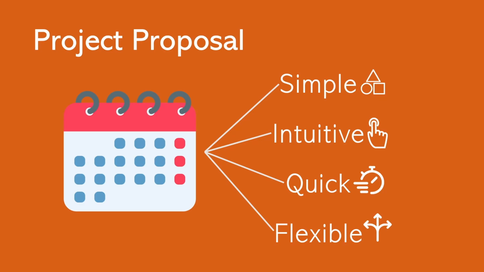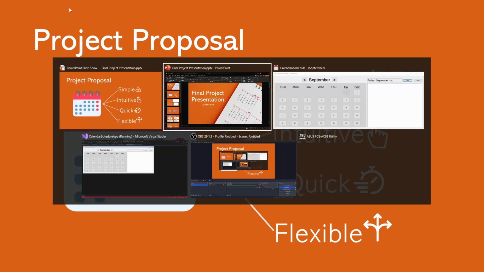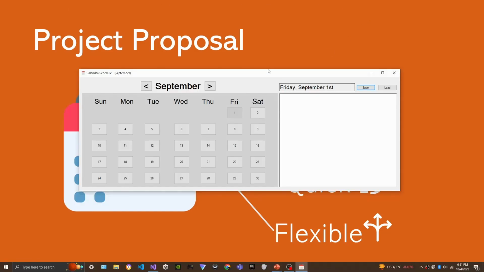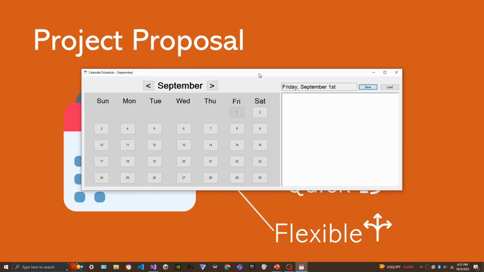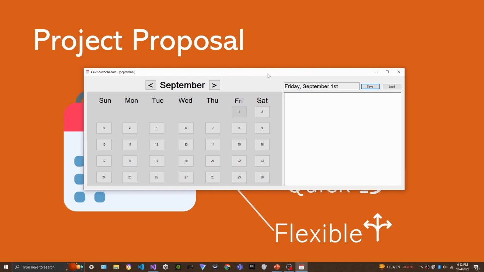I've always just liked making little notes to remind myself of something, and that's kind of what this whole program was inspired by. So some of the goals for my calendar application were to make it simple, intuitive, quick, and flexible. And if I just switch over to my application here, right off the bat, you can see that there's a very simple UI.